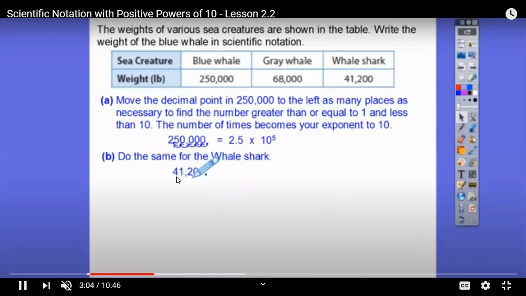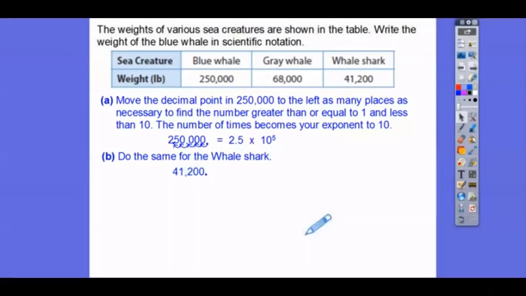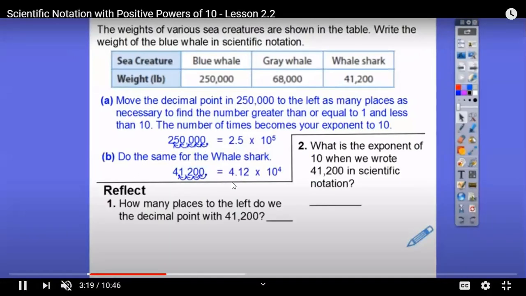Stop. Look at 4. It's more than 0, so we will accept it. What about if it was 0? We will not accept it. Then it will be 4.12 times 10 to the power of 4. Again, 10 is standard. This is another type of question: what is the exponent of 10 when we write 41,200 in scientific notation? Take care about this question.